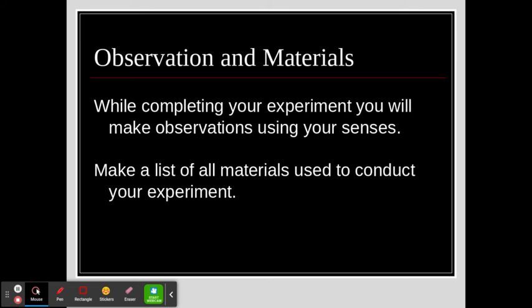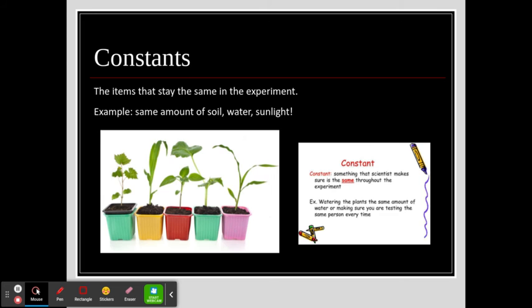And then you have to make a list of all the materials you need in your experiment. Something as simple as, for example, with plants, the soil, you need the containers, you need the sunlight, you need the water, you need the seeds, right? So you need to be explicit with what sort of materials you need for this experiment.